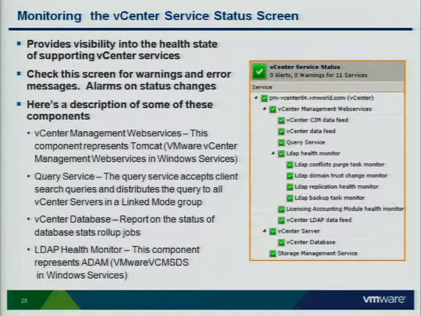The vCenter database actually has 3 stats rollup jobs: past day to past week, past week to past month, and then past month to past year. So if any of these 3 rollup jobs fail or there's some problem, you actually get a report on that here. And then finally, you have the LDAP health monitor. This represents the Microsoft ADAM service that we have for enabling linked mode setups in the environment. So if you find any problems here, you can look at the screen here, or I think in vCenter 4.1, we actually have tied it into the alarms functionality. So anytime you have any status changes here, you get notified when something bad happens.